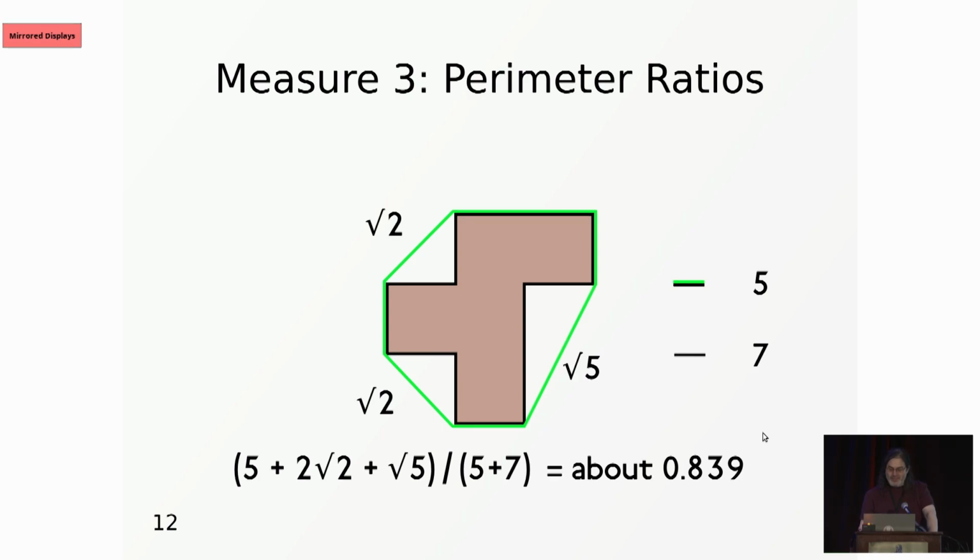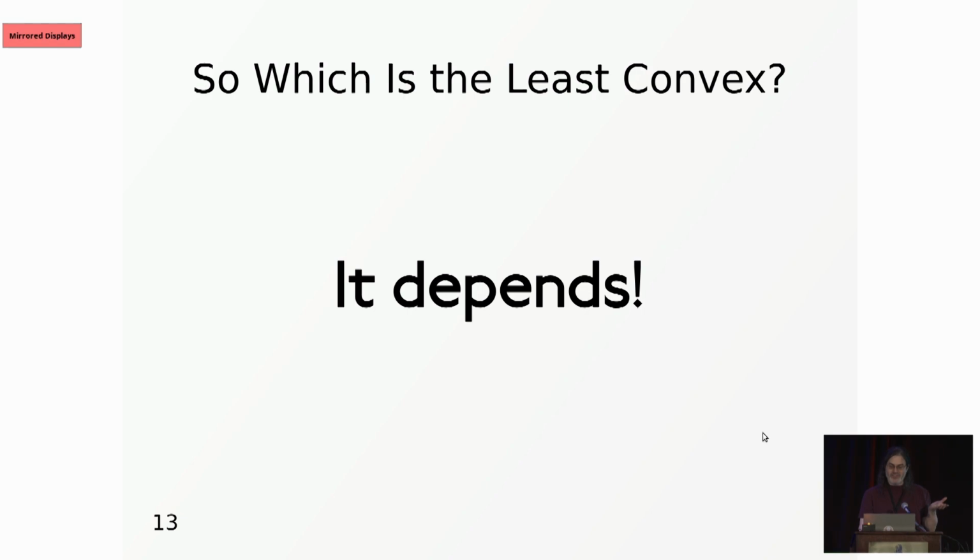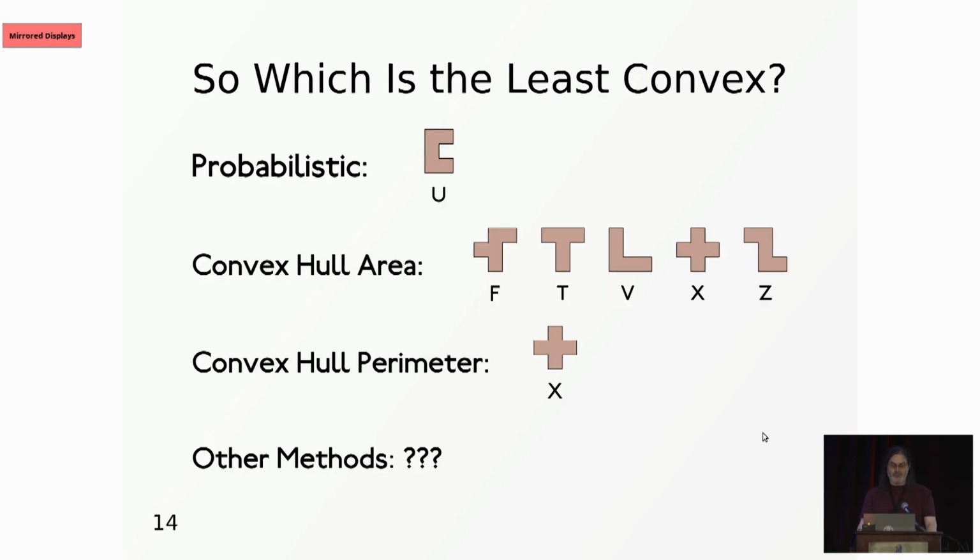And so finally, let's sum up. So which pentomino is the least convex? And the answer is, it depends. If you use that first measure, you say that the U pentomino is the least convex. If it's the convex hull area ratio, you get that set of different pentominoes that are all the same. And by the convex hull perimeter method, you get that X pentomino. And there could be other methods that you come up with, and they will give you different things.